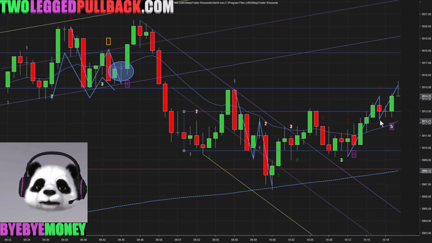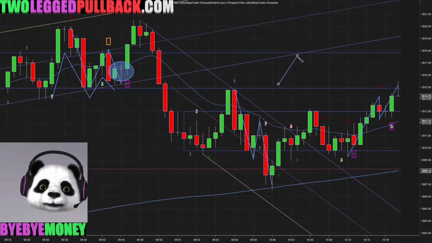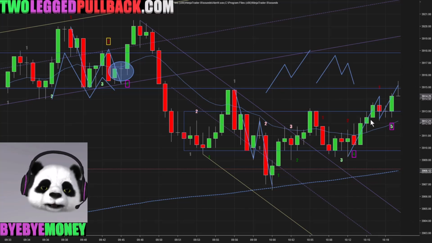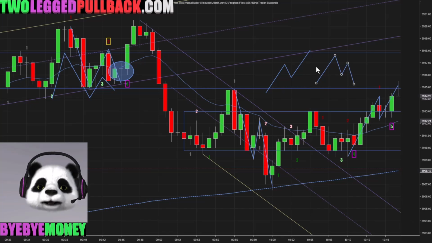Again, what would I be looking for here? I would look for this setup here. Instead of this two-legged pullback, which is what we have right here, I would look for a lower high. So it would look something like this. I'll look for a second entry that looks something like this. Essentially, I want a lower high here, because I am not yet convinced that we're in a trading range. I sense a double top, but I feel way more confident if we had a lower high to enter here.